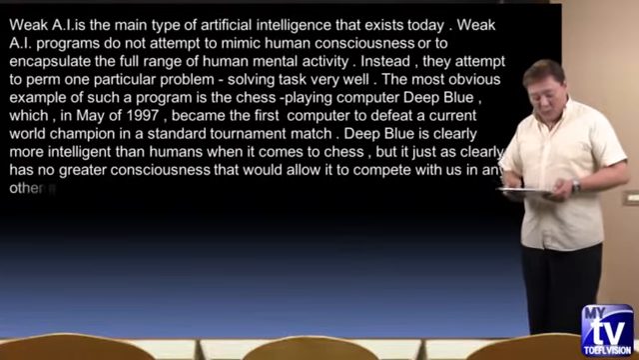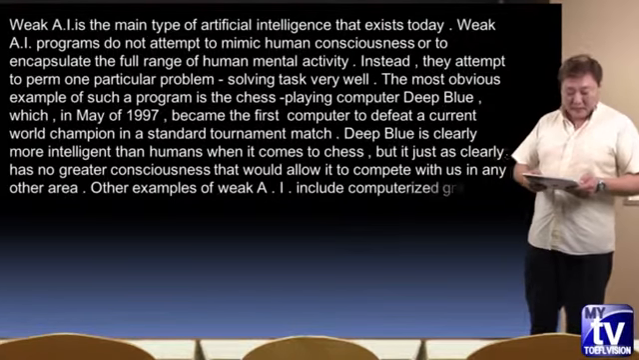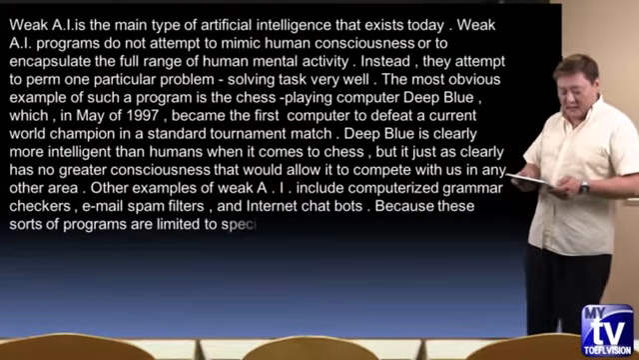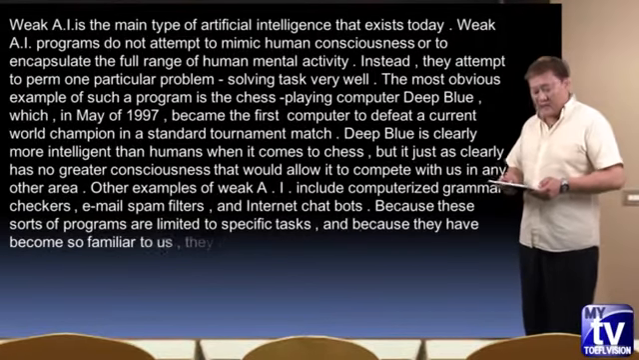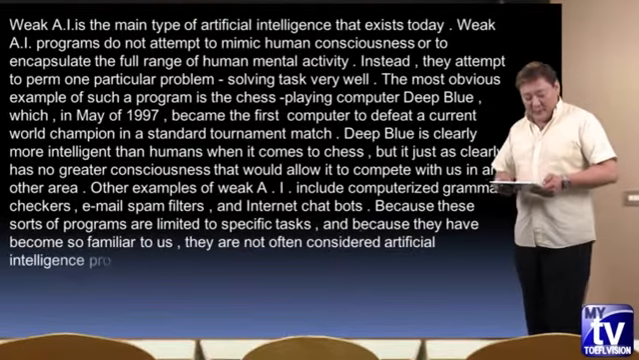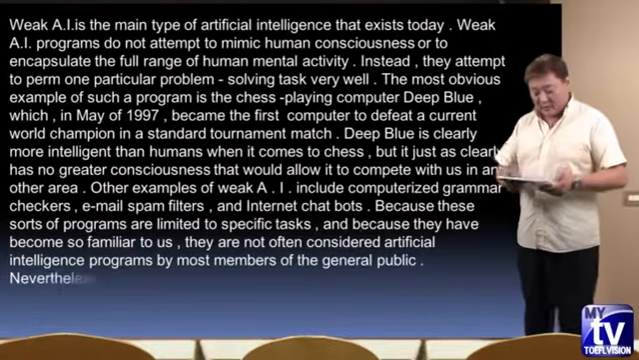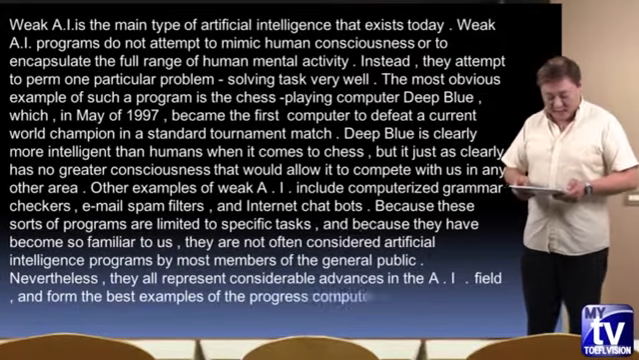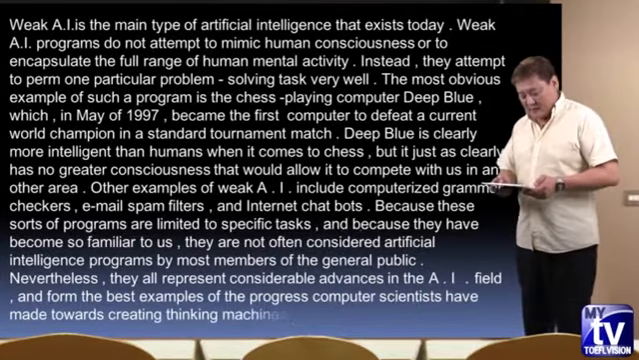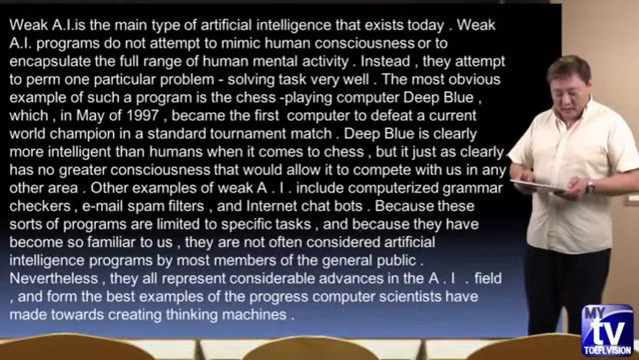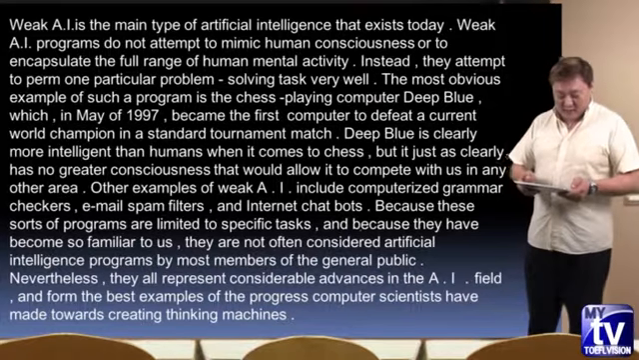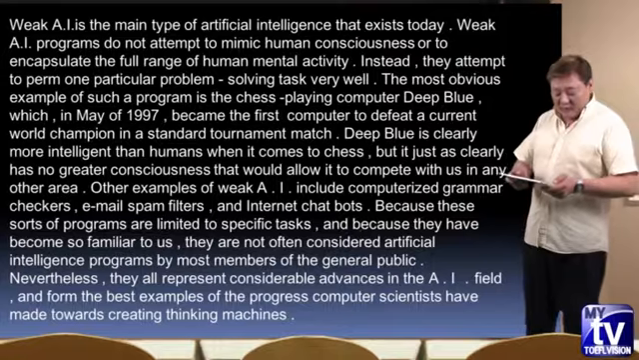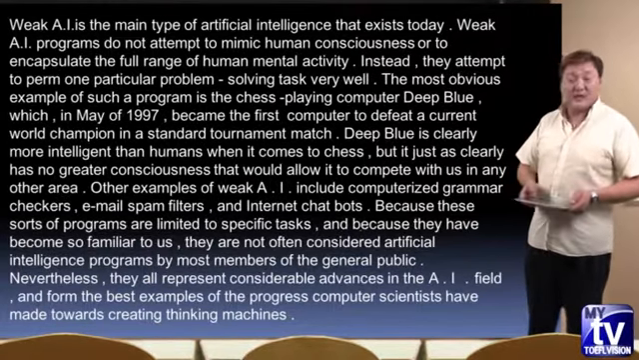Now, Deep Blue is clearly more intelligent than humans when it comes to chess, but it clearly has no greater consciousness that would allow it to compete with us in other areas. Other examples of weak AI include computerized grammar checkers, email spam filters, and internet chatbots, because these sorts of programs are limited to specific tasks. Because they have become so familiar to us, they are not considered artificial intelligence programs by most members of the general public. Nevertheless, they all represent considerable advances in the AI field and form the best examples of the progress computer scientists have made toward creating thinking machines.